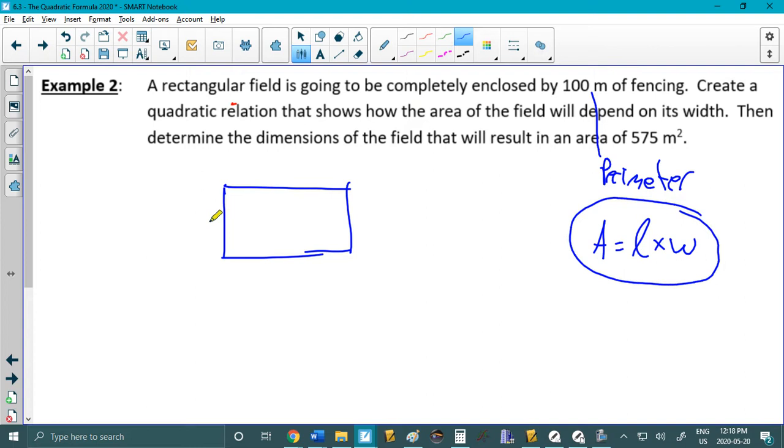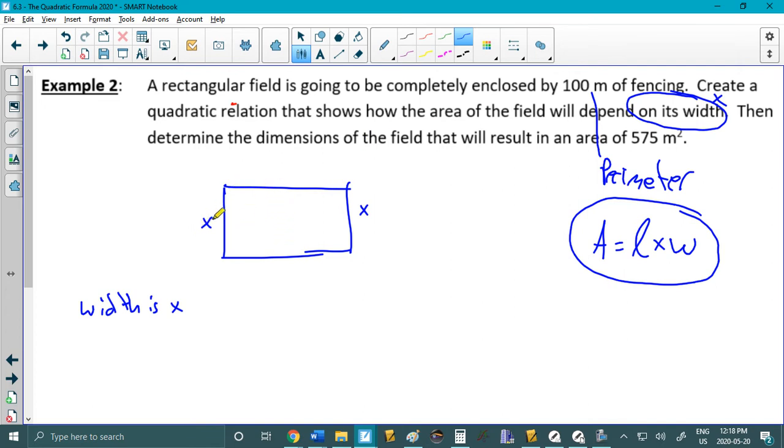Okay, and let's go here. Let's let the width equal x. So width is x. Because it says depends on its width. So we're going to make the width x. That's going to be our variable because as the width changes, the perimeter won't change, but the length and the area will change.